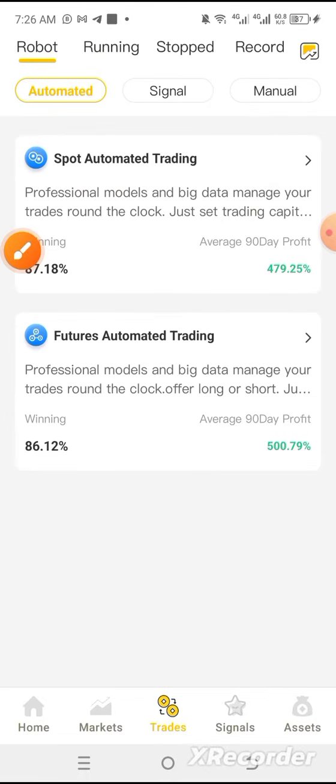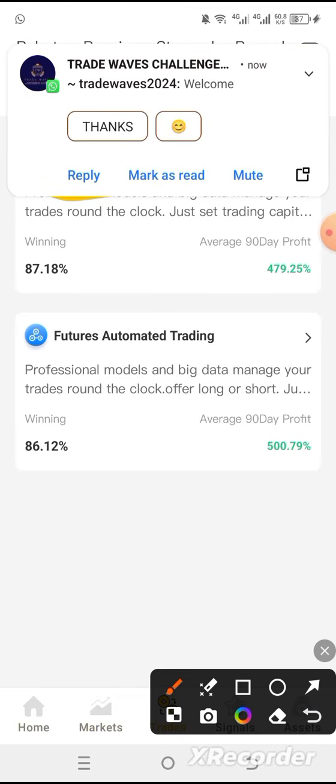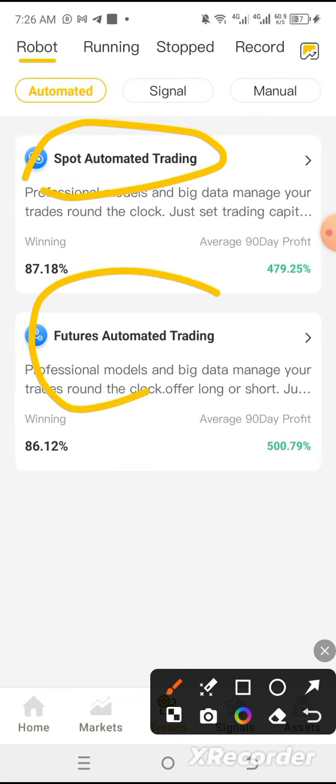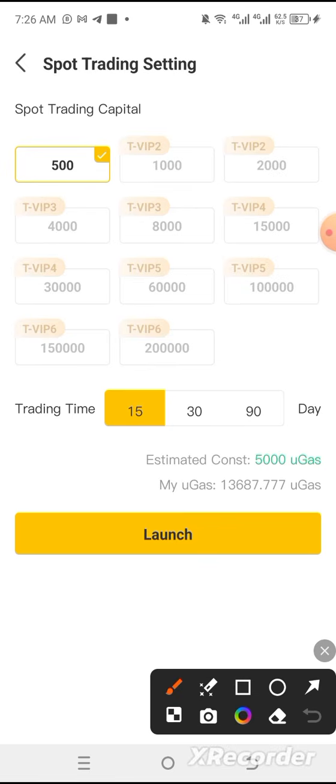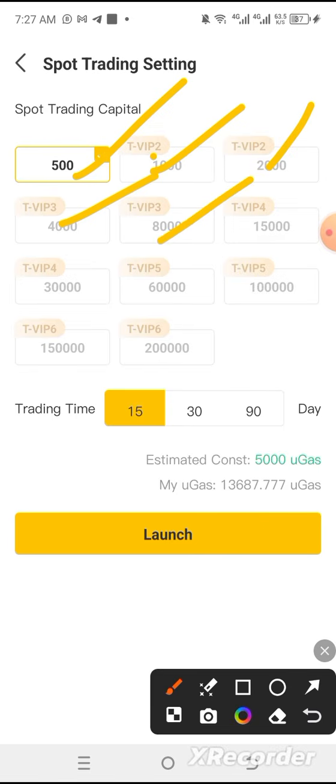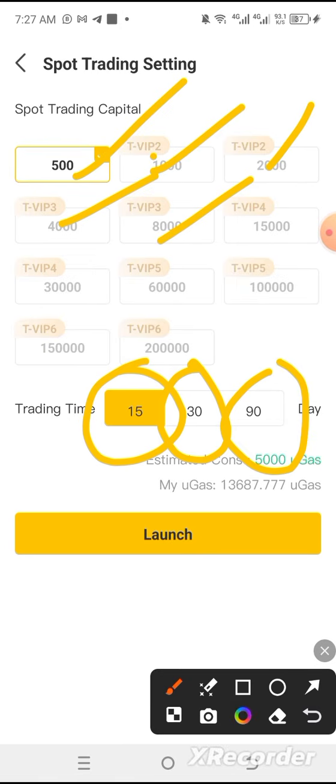You can choose either spot automated trades or futures automated trades. So that's what it's all about. All you just need to do is to click on it and choose. Probably you're having up to $500 in your account, or 1,000, 2,000, 4,000, 8,000, and so on. Then you tell the system, I want you to trade for me for 15 days, for 30 days, for 90 days.